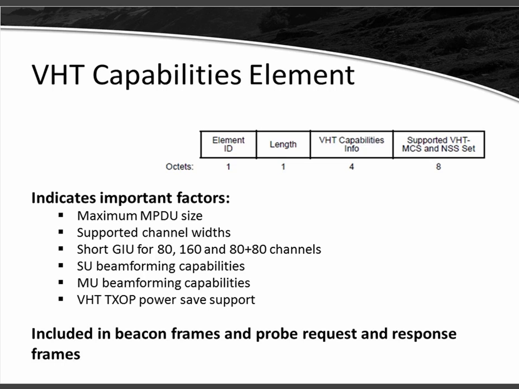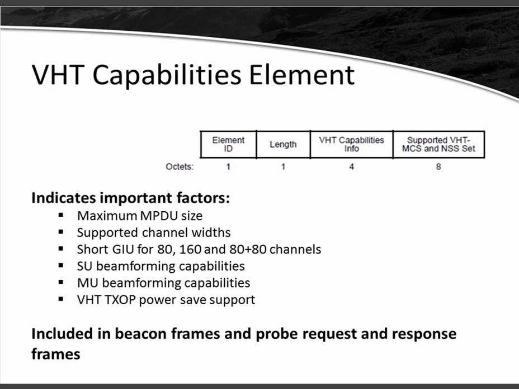data rates. So the point is then that what this is going to tell us, this chunk of information, is important things like the maximum MPDU size, the supported channel widths. Is it 20, 40, 80, 160? Are you using a short guard interval? There's a typo in the slide there. It should be GI, not GIU. Are you using a short guard interval when you're dealing with 80, 160, or 80 plus 80 channels? Or are you using the long guard interval in such case?